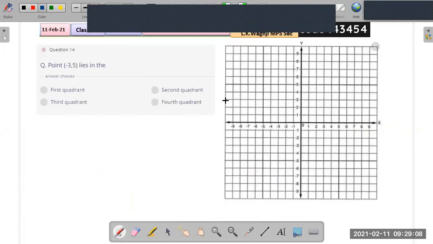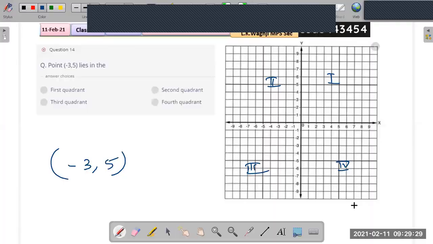Okay, again a similar type of question. Where does this point lie? Negative 3 comma 5. Where does negative 3 comma 5 lie? This is first quadrant, second, third and fourth quadrant. Everyone quickly go ahead and give it a try. I am adding this question on the board. Yes, we are doing a lot of similar type of questions so that you get enough practice, right?